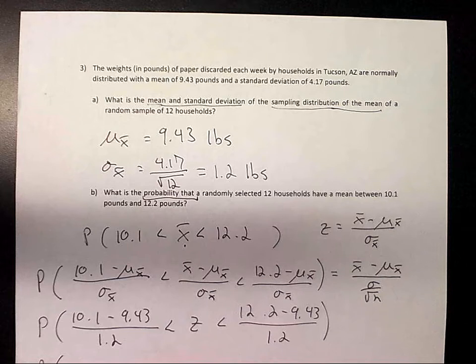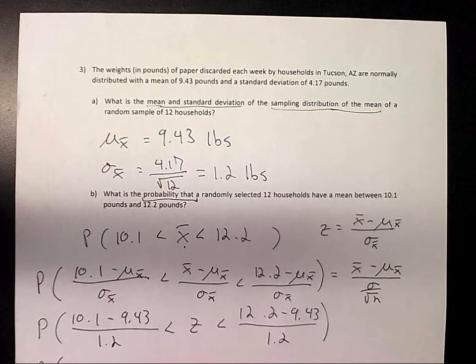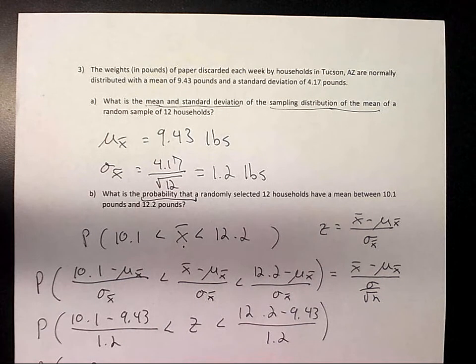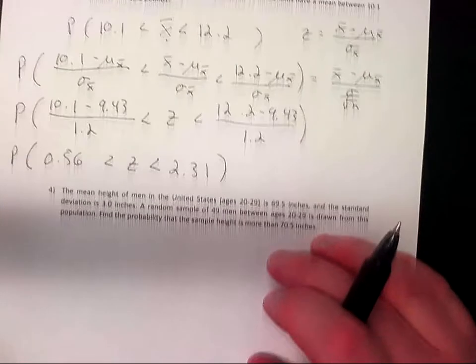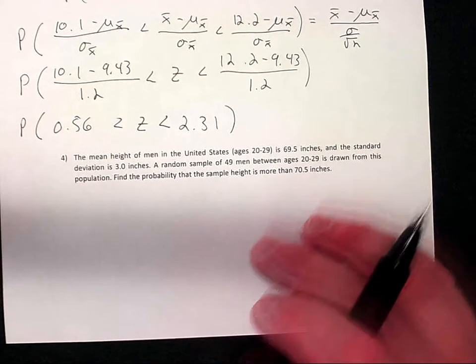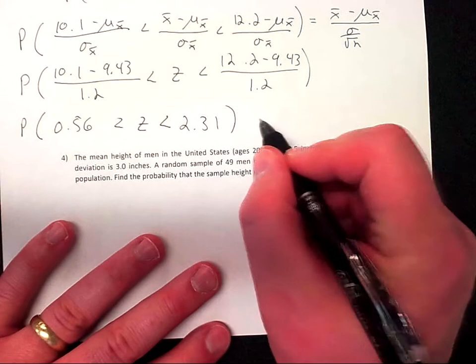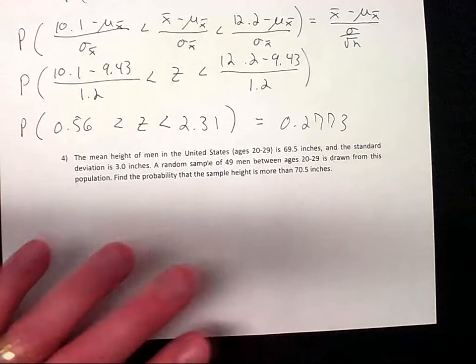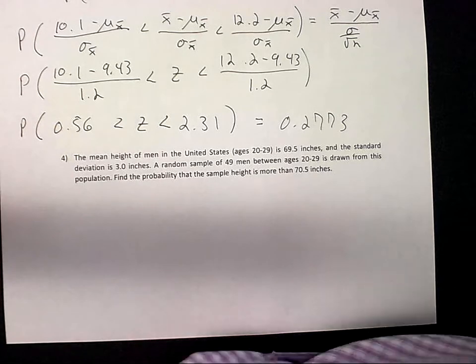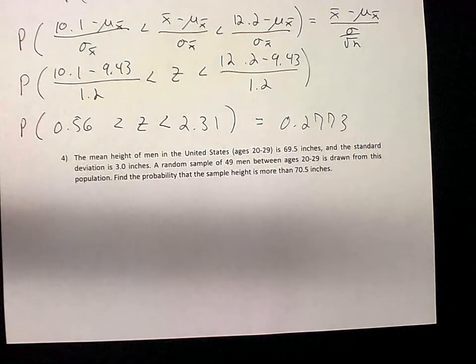If we do this arithmetic, this is going to give us 0.56 is less than z, which is less than 2.31. Again, if we look these two values up in our z table and subtract the smaller from the larger in order to get what's in between, we're going to end up with 2.773. Any questions about how to get 2.773? Everybody feel pretty comfortable with these types of problems?